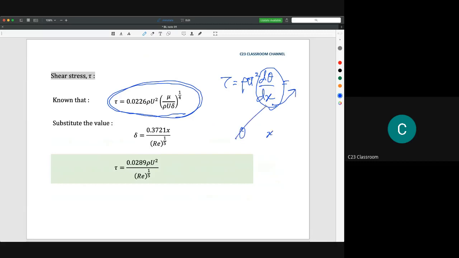So I think this is a very long way to go. So you are advised to use the value of shear stress tau from Blasius, because in Blasius everything is in the equation. There are no dx, d delta and so on. So we substitute the value of delta here, and then we could get tau is equal to 0.0289 rho u square over Reynolds number to the power of 1 over 5.